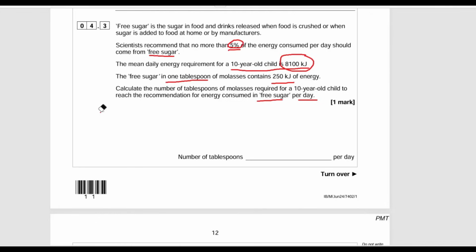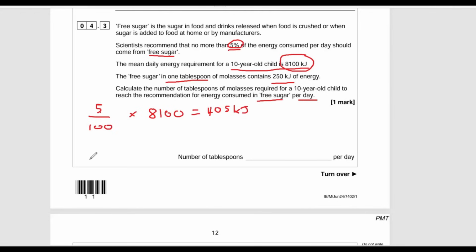I'm writing 0.05. Well, if you want to find out how much energy a child should have from sugar a day, it's 5% of 8,100. So I could do 5 over 100 times 8,100. And this is going to give me the first part, but it isn't going to get me the mark yet. So we're going to go 0.05 times 8,100, and that is going to be 405 kilojoules. That's how much energy can come from sugar for a 10-year-old.